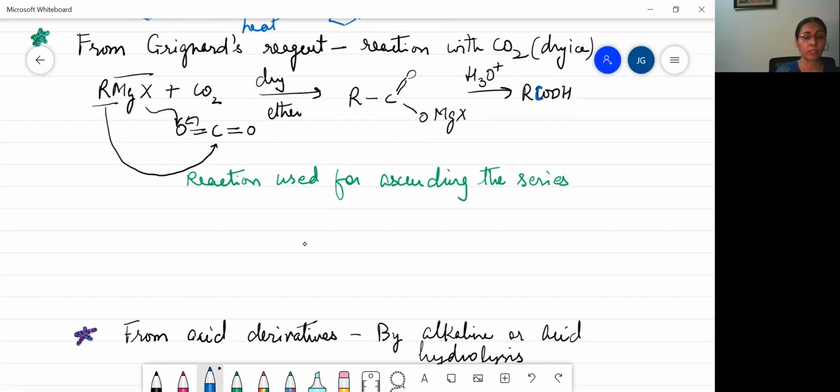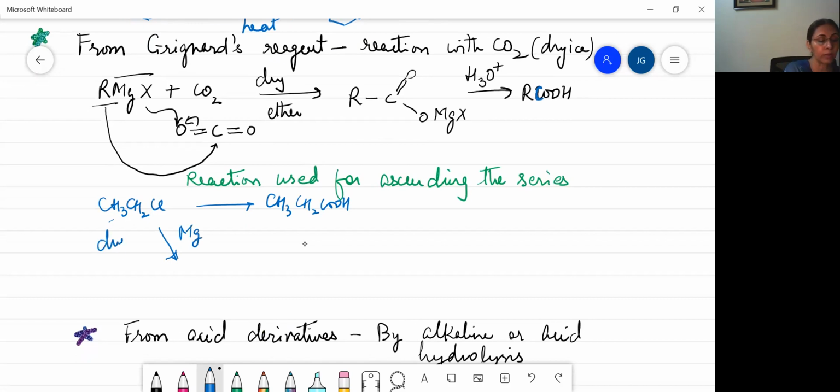For example, suppose I have to convert ethyl fluoride to propanoic acid. So how will I proceed? Okay, so this has only two carbons and this will contain three carbons. So I can first treat it with magnesium in dry ether to convert it into Grignard's reagent, MgCl.